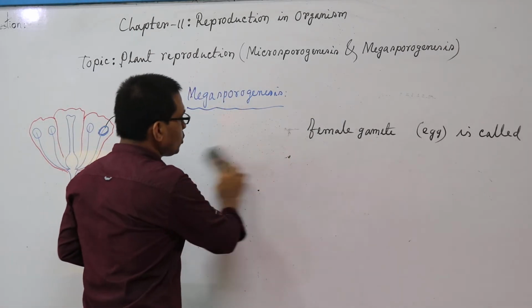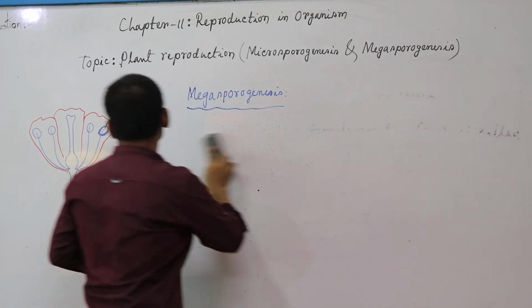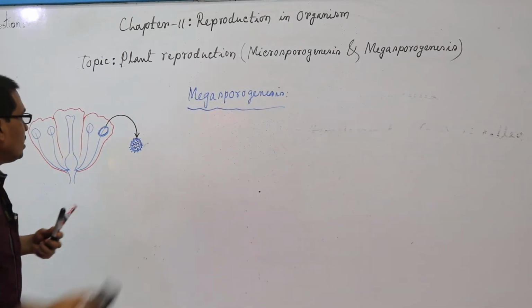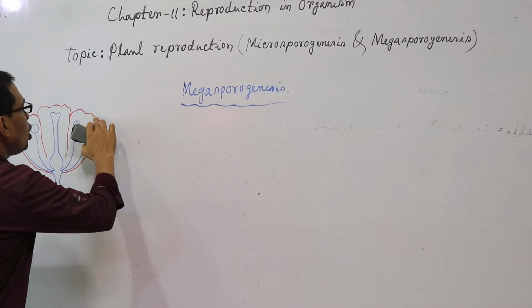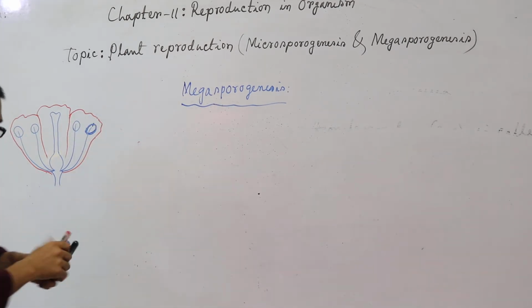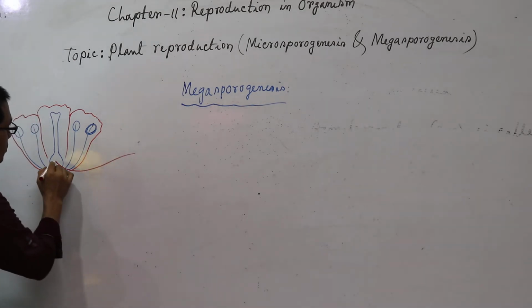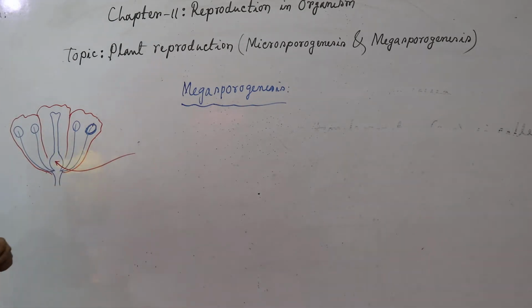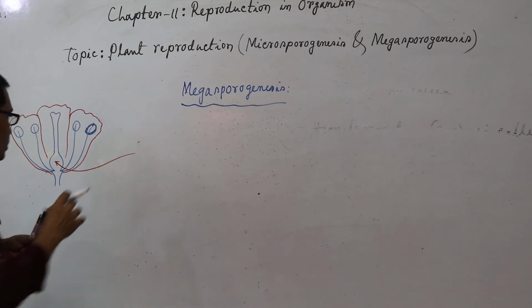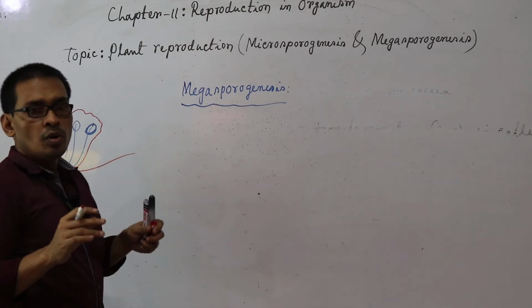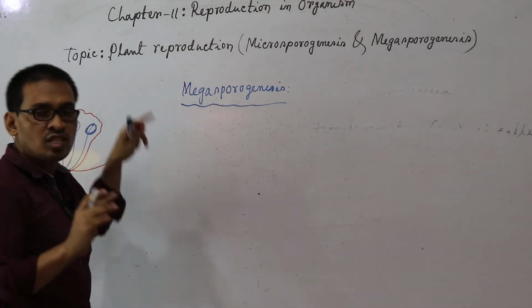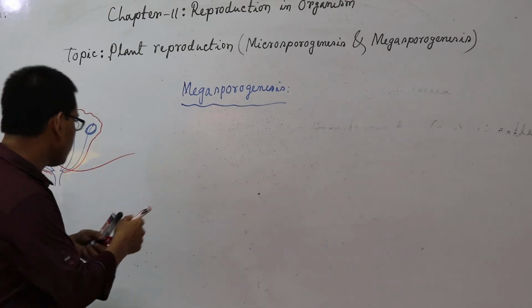Megasporogenesis basically occurs in the ovule of ovary. Now I will discuss the steps of megasporogenesis.